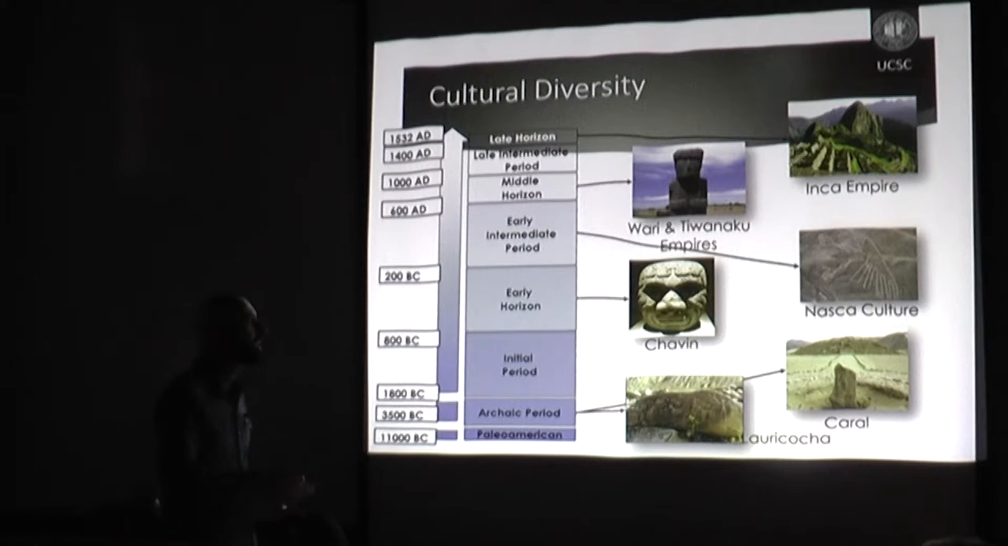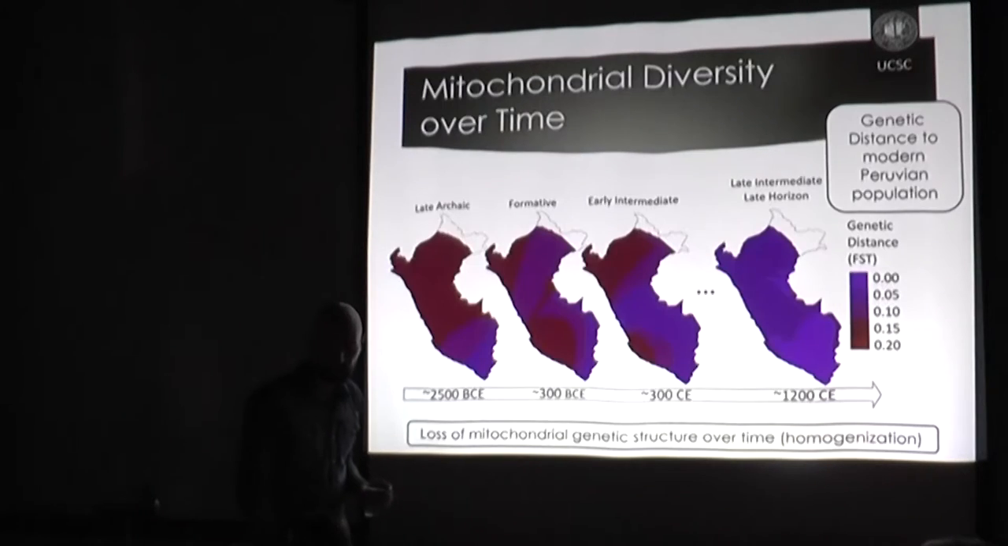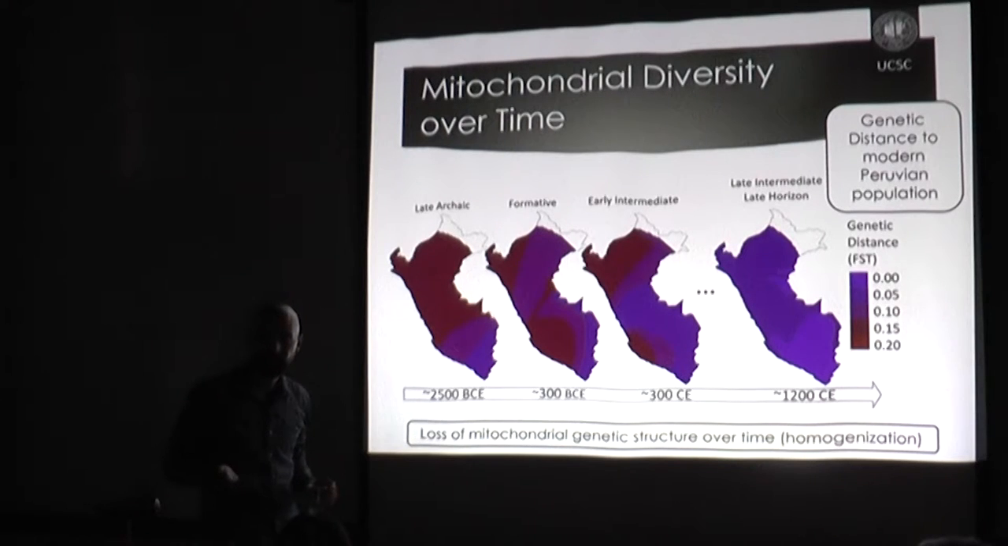So, as I said, I've been working in the Andes for over 10 years now and got quite a bit of data to look at. Most of this is mitochondrial data. So the first question is, even though I said before we see overall genetic continuity in the Andes, is there something happening when we just look at the Andes? And the wonderful thing that you might see in this map is, yes, something is going on. What this map is simply showing us is Peru first, and then the genetic distance of the past populations at a specific point in time from the modern Peruvian population.